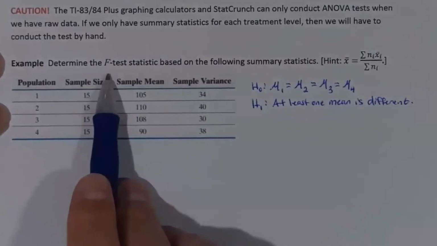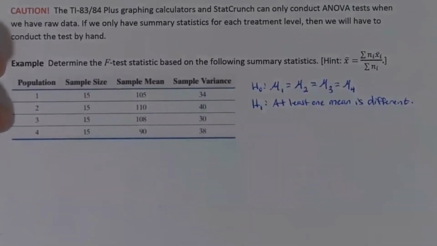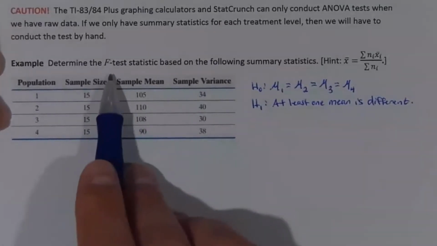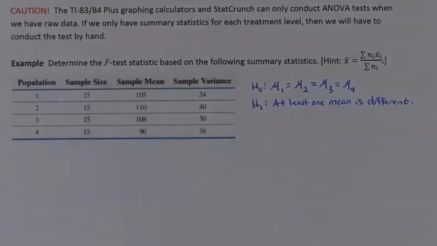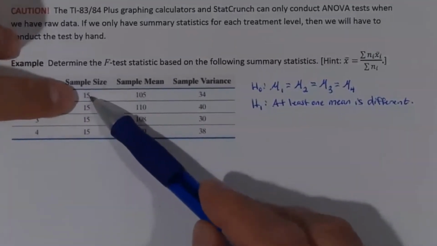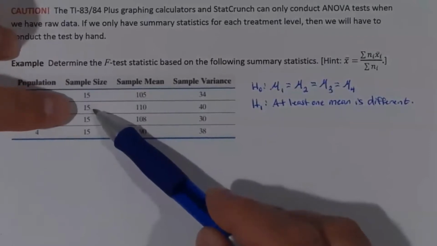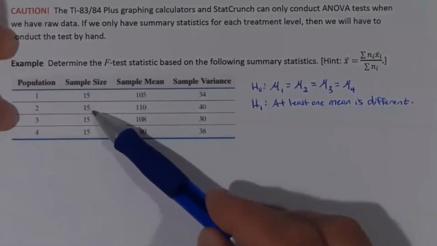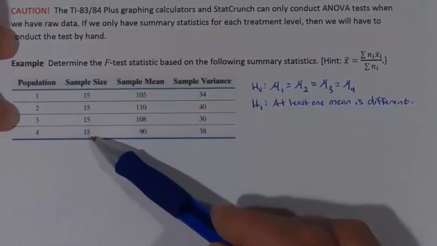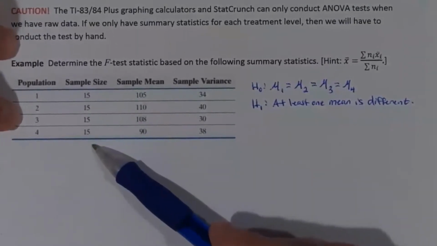Now, in this particular case, it doesn't say to conduct the entire hypothesis test. It doesn't say to do the entire ANOVA test. Instead, we're just supposed to calculate the F-test statistic. So what we're given here is that a sample of size 15 is taken from population 1, and likewise another sample of size 15 is taken from population 2, and from population 3, and from population 4. So all of the sample sizes are the same.